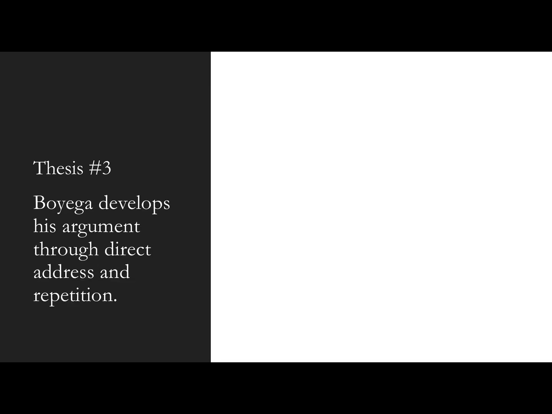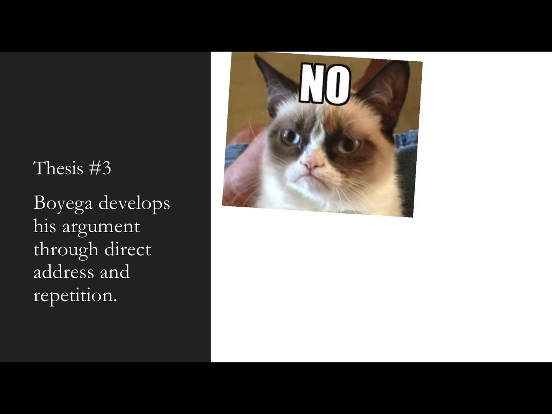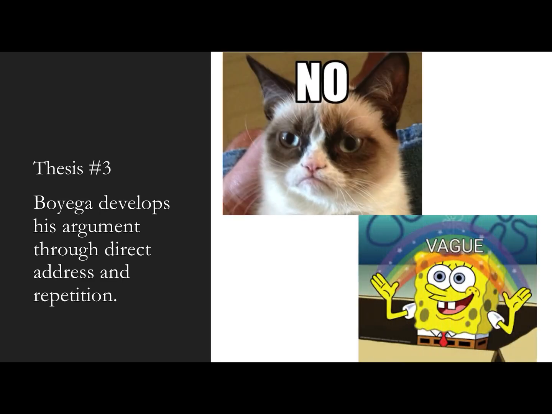Thesis 3, Boyega develops his argument through direct address and repetition. So this one is very similar, but what we have an issue with for this one is that we have that super vague "develops his argument" phrase in there. While the previous one was only slightly more specific, this one offers nothing about what his argument is about, what he's trying to get. So it's really, really too vague to constitute an arguable or defensible thesis.